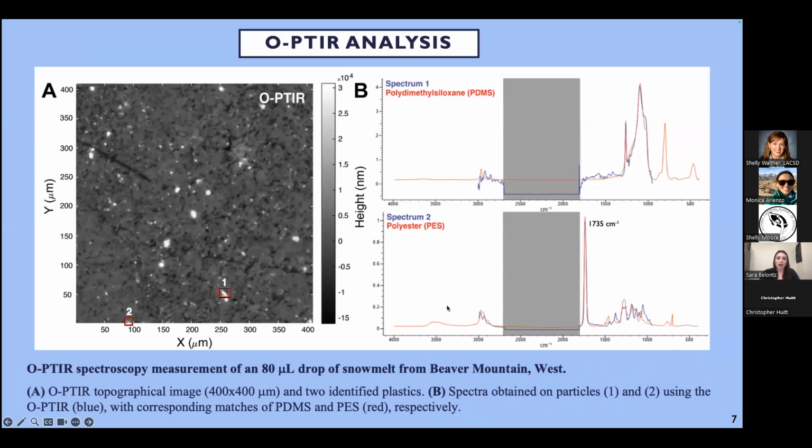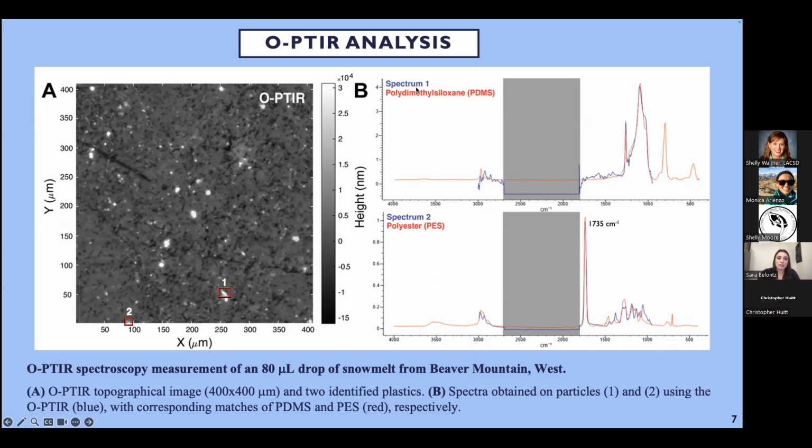So this sample that we looked at prior, you can see in image A is a sampling location collected from the 80 microliter drop of the snow melt. This is a Beaver Mountain West subsample. When it scanned through, most of the particles were natural, but two were classified as synthetic, one of which being polydimethylsiloxane, or PDMS, and another being polyester. PDMS you don't see quite often, but it is interesting to identify in a ski resort sampling location because this is a type of silicone polymer that is often used in ski wax. And polyester, of course, as we know, is a synthetic material that is widely used in indoor and outdoor clothing or even in gear.